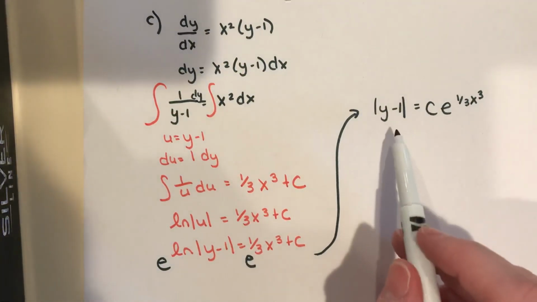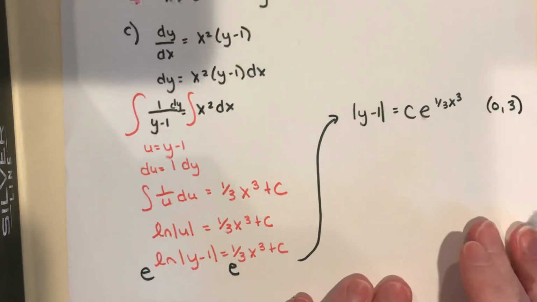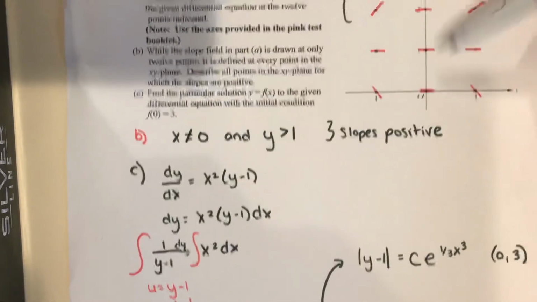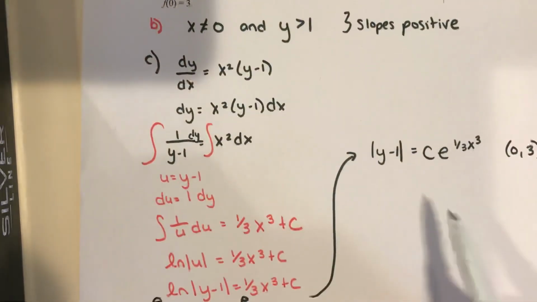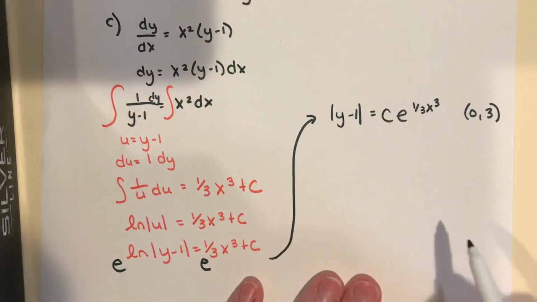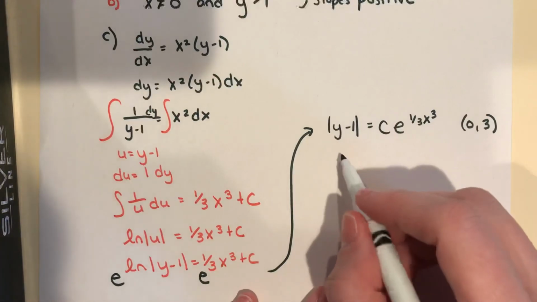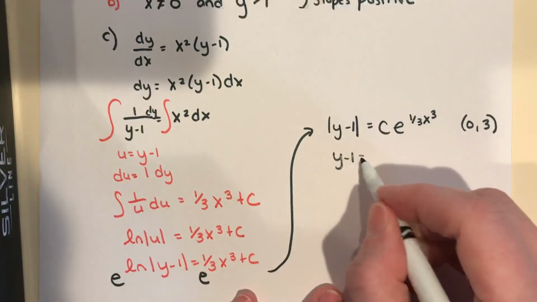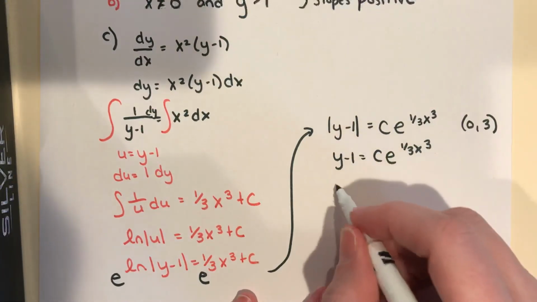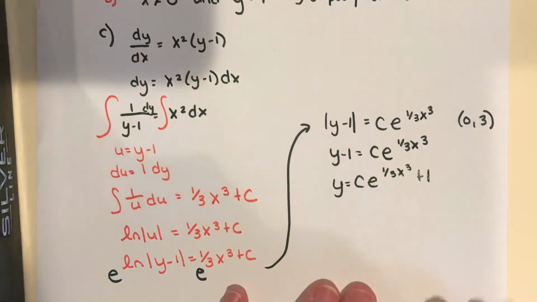Now, for the absolute value, I'm going to look at the point that I have. The point I have is (0, 3) that we're going to be plugging in. That is up here, right? So it's going to be a positive value on the graph. I'm going to drop the absolute value because I know y minus 1 has to be positive up there. So I have y minus 1 equals c e to the 1/3 x cubed. And the last thing I'm going to do is move that 1 over. So there's my general solution.